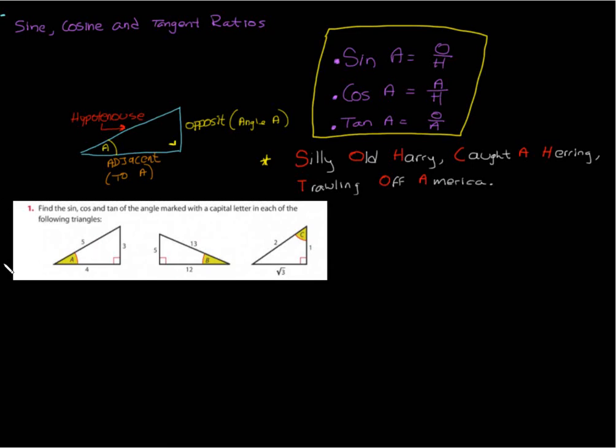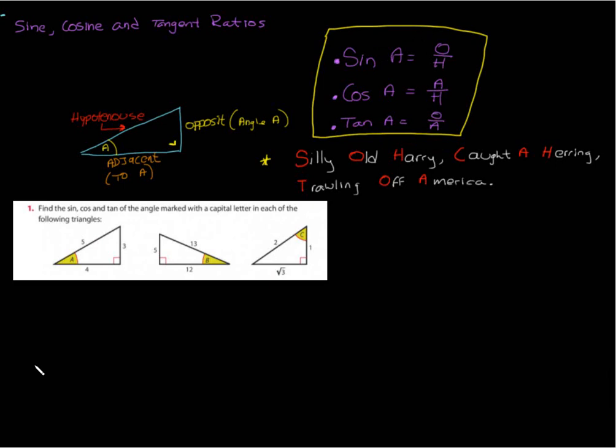So find the sine, cos, and tan of the angle marked with a capital letter in each of the following triangles. So all this question is asking us to do: find the sine, cos, and tan of the angle marked with a capital letter. So basically we're just trying to fill in the sine, cos, and tan and fill in O, H and A in all of these various angles here.